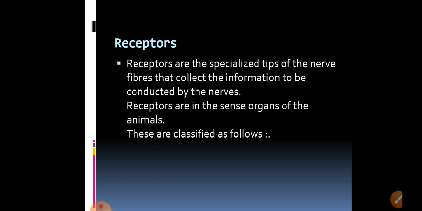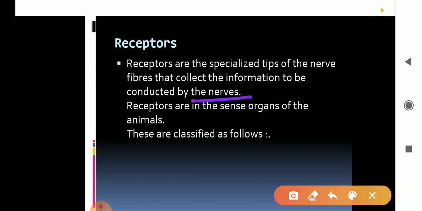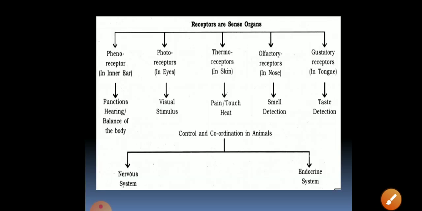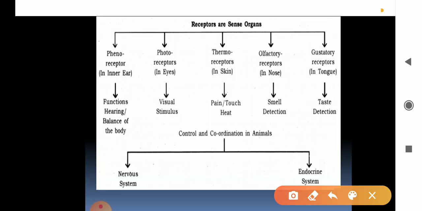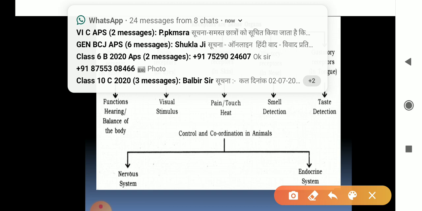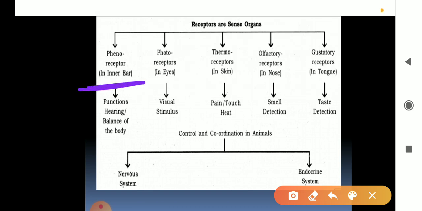Next, receptor. Now, in our body, some specialized tips of nerves are there which collect the information. The tips of the nerve fibers collect the information, and that information is conducted by the nerves. These receptors are also called the sense organs, and these are classified as follows. Now see this table. The first is the phonoreceptor. It is written pheno, it should be PHONO, phonoreceptor. Phonoreceptor is present in the inner ear, right? And these are for the hearing and balancing of the body.